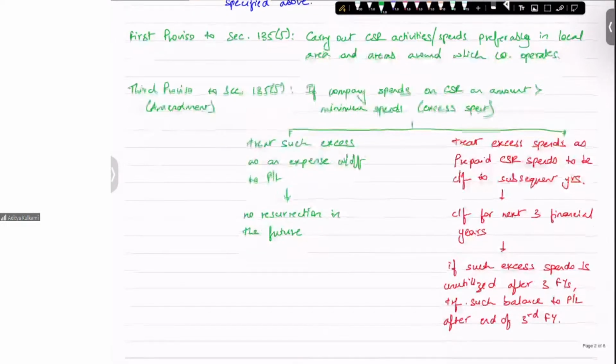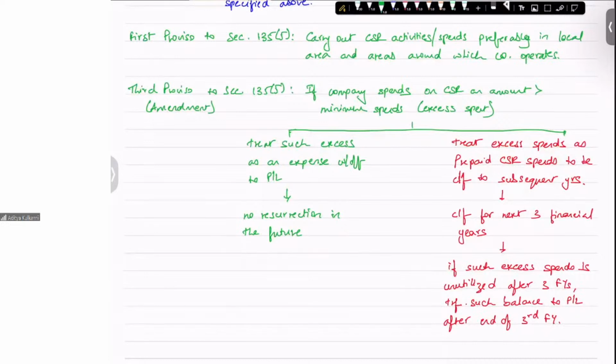Coming to the third proviso, we will do the second proviso and 135(6) together, because there we need to understand a couple of things and they are related to each other. So we have already done the first proviso. Then we will do the third proviso now. And then we will do the second proviso and 135(6) together.